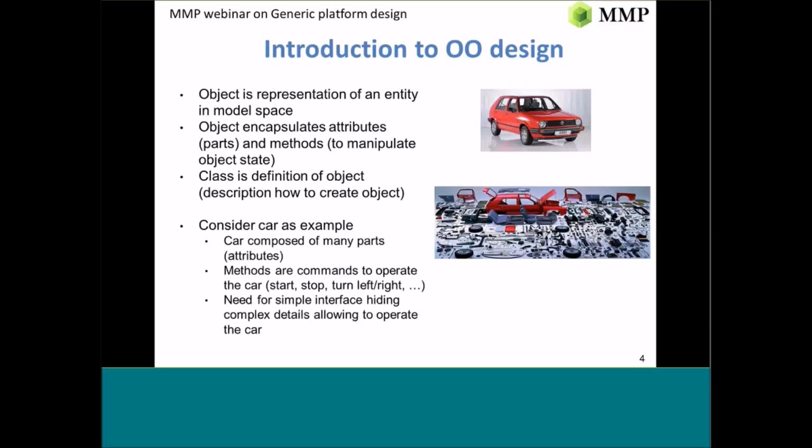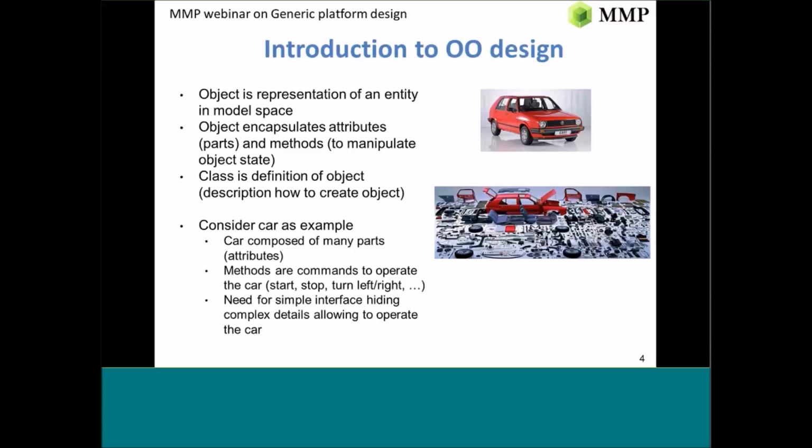So consider a car as an example. Class would correspond to the Volkswagen Golf car type, and the object is a particular car with its owner and plate ID. A car is a complex system which is composed of many parts, as you can see from the picture below. The parts are attributes of the car. Some parts may be represented by other objects as well, like the engine, etc. Methods are the commands that can be used to operate the car. Of course, the selection of attributes and methods depends on the problem. It will be different if we are going to develop a registration system for cars or whether we are going to develop a car simulator.